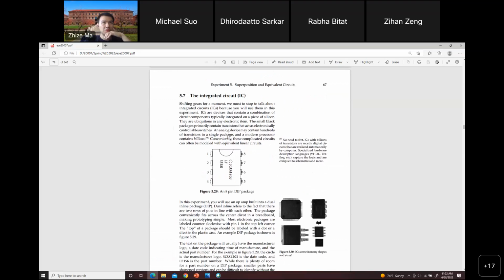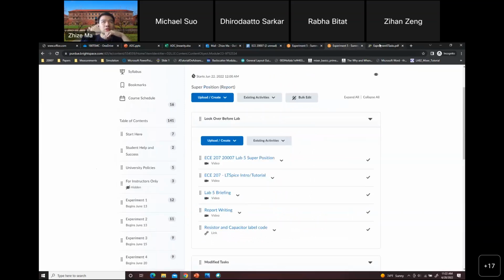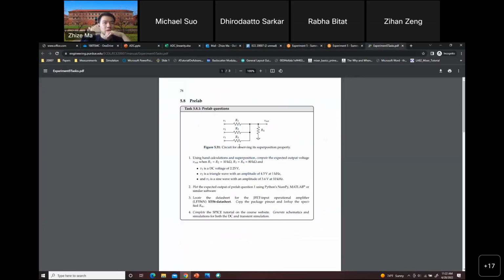This week will be the first week you're going to build an IC chip, which is an integrated circuit, on the breadboard. I will show you how to do that when we talk about the tasks. All right, let's jump into the tasks. For the pre-lab question, I saw the pre-lab deadline is set at 1:13, so I will talk about the pre-lab question around 1:13.